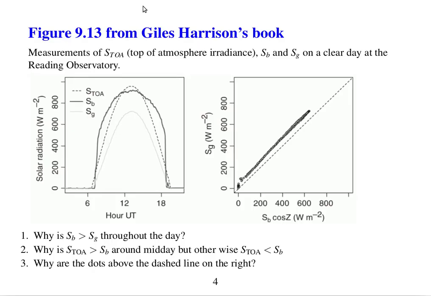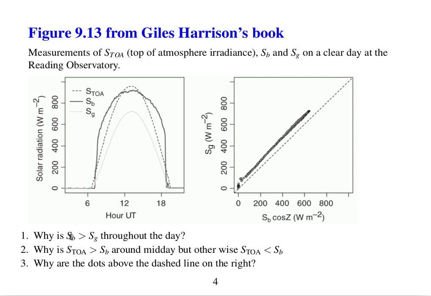This is figure 9.13 from Giles Harrison's book, and in a previous video I asked some questions about this figure. I hope you noticed there were some errors in my questions. In the previous video I had SG here and it should have been SB. In this video I'm going to try and answer some of these questions. So this graph shows the top of the atmosphere radiation, the solar beam irradiance and the global solar radiation on a clear day in Reading.